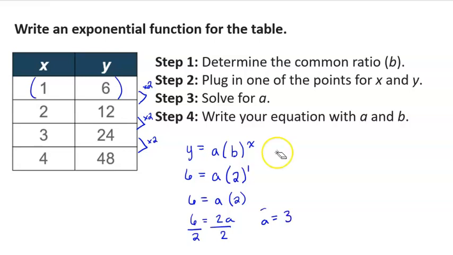Now that I know that a is 3, I can write out my entire equation: y equals 3 times 2 to the x power. And that's really it. For Algebra 1, it's pretty simple. We don't get into any crazy exponents or anything like that. So this is basically what we're sticking to. Now let's do this from a graph.